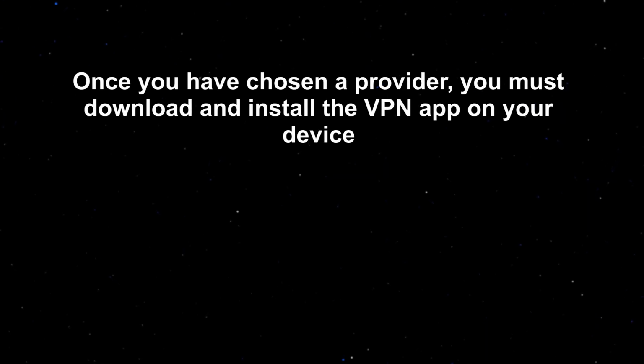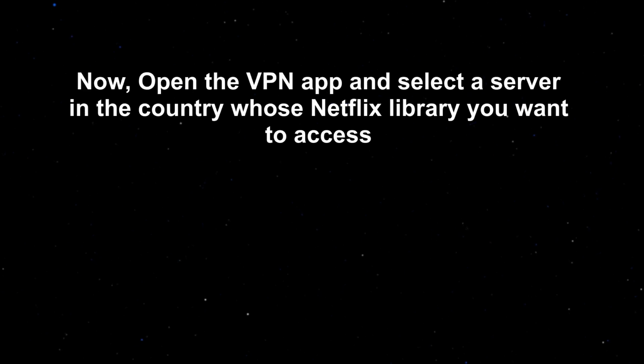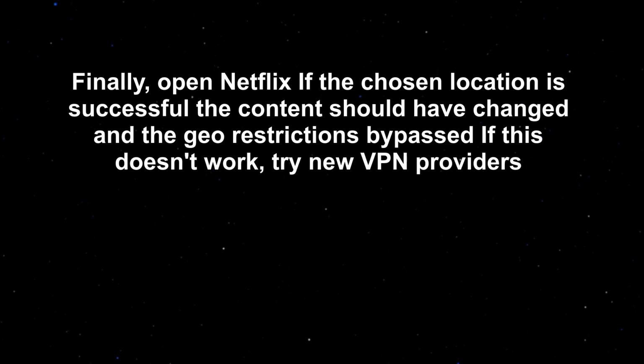Once you have chosen a provider, you must download and install the VPN app on your device. Now, open the VPN app and select a server in the country whose Netflix library you want to access. Finally, open Netflix. If the chosen location is successful, the content should have changed and the geo restrictions bypassed. If this doesn't work, try new VPN providers.